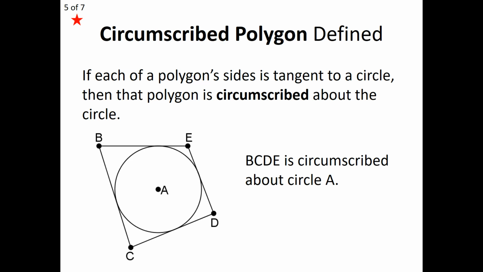Below we find an example of a circumscribed polygon. It's actually a circumscribed quadrilateral. We have the quadrilateral BCDE, which is circumscribed about circle A. Notice that BE, BC, CD, and ED, all four sides of our quadrilateral, have points of tangency, based on what we have defined as a circumscribed polygon. What this is leading us into is a special theorem known as the circumscribed quadrilateral theorem. Let's take a look at what that theorem actually says.